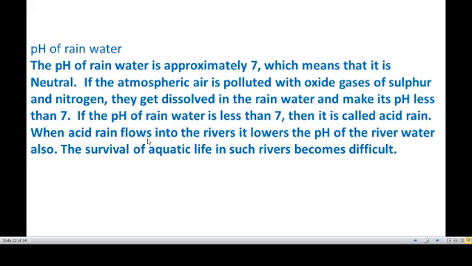When acid rain flows into the rivers, it lowers the pH of the river water also. The survival of aquatic life in such rivers becomes difficult. What is acid rain? If the pH of the rainwater is less than 7, it is called acid rain.